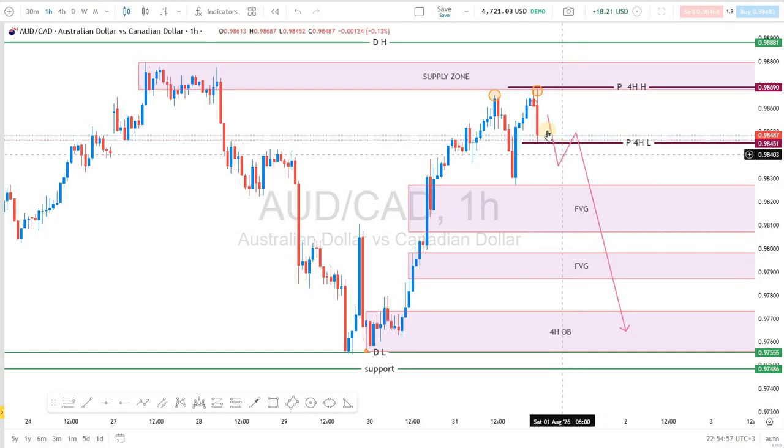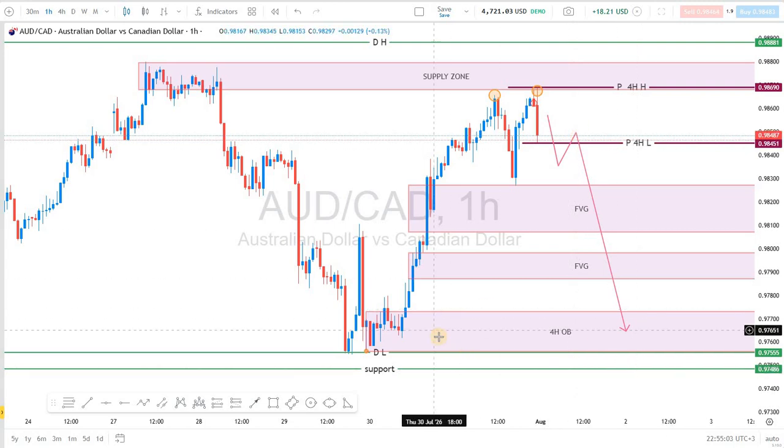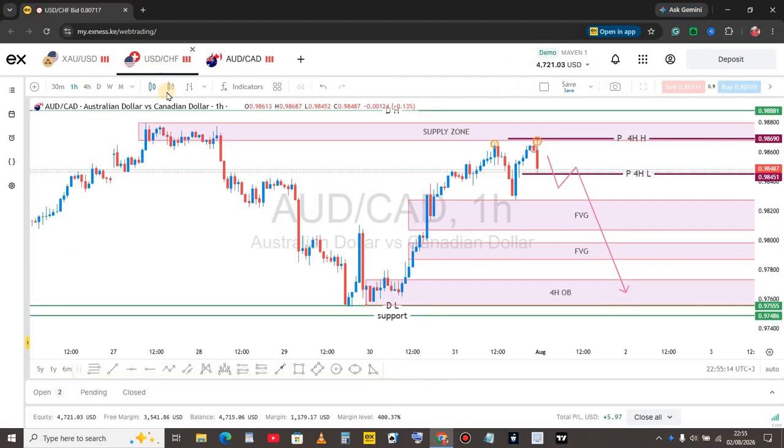So I'm anticipating this market either to break this previous 4 hour low and give a retest. So I'll take a selling position at this order block or at this fair value gap. That's it. Nothing else in this chart. Simple as that. So let us go to another chart.